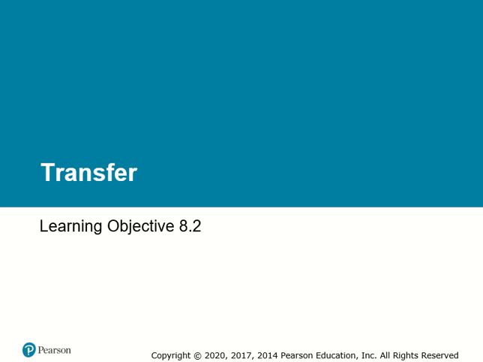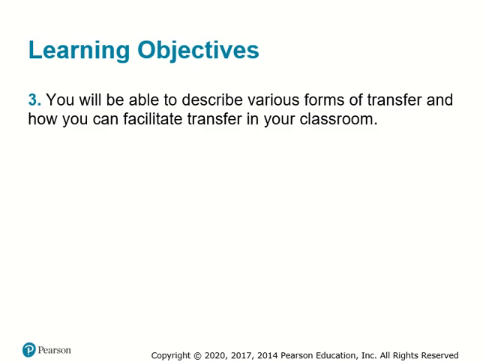The second type of cognitive processes that you're going to learn is transfer. In this video, you'll be able to describe various forms of transfer and how you can facilitate transfer in your classroom. And transfer is an important concept because it becomes the basis of more complex cognitive processes, such as critical thinking, problem solving, and creativity that you're going to learn in the following sessions.